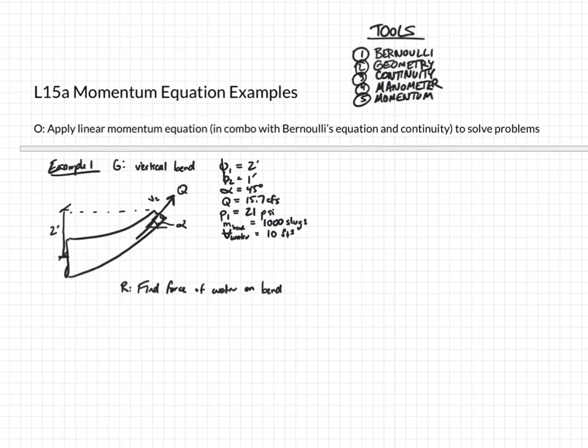Okay, welcome to the next lecture. This is momentum equation examples. So I think I have three or four, I think I have three examples of solving the momentum equation.